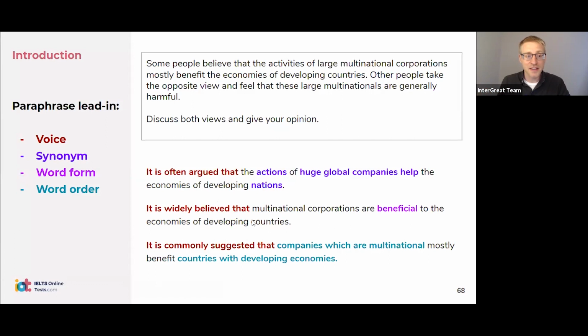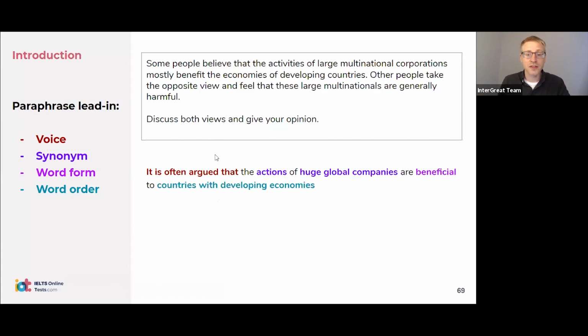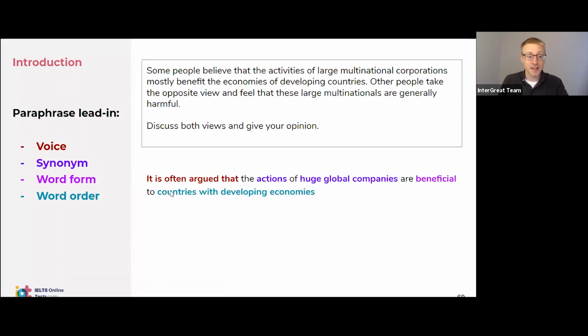Now, ideally, you want to use a mixture of them. So you can see in this example, I've used the passive. It is often argued that. I've used synonyms. The actions of huge global companies are beneficial, the word form, to countries with developing economies, the word order. So it's good to use a mixture.